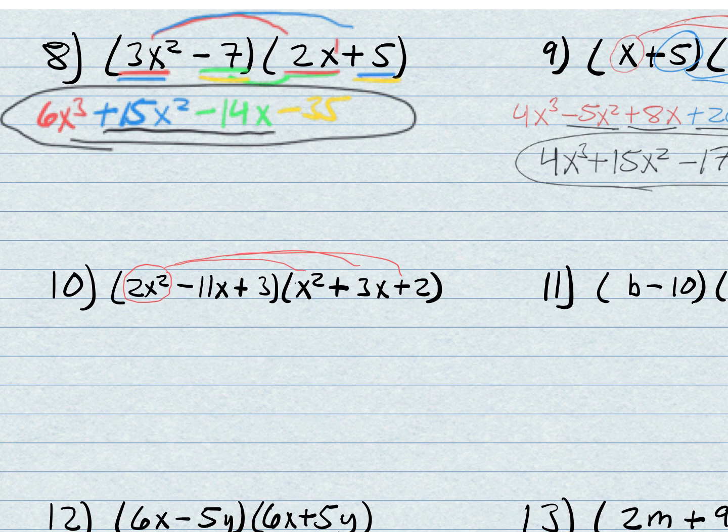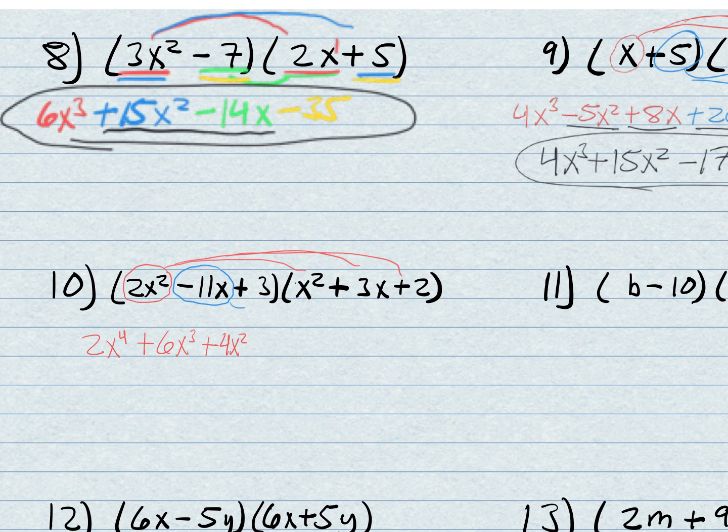So 2x squared times x squared is going to get us 2x to the 4th. 2x squared times 3x, well, 2 times 3 is 6, so plus 6, and then x squared times x is an x cubed. And then 2x squared times 2 is a plus 4x squared. All right, and then we just repeat that process for the other 2 terms.